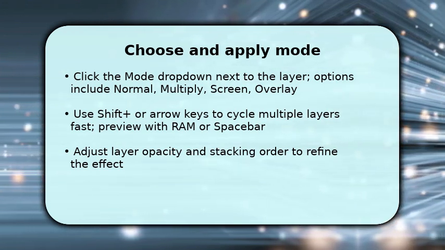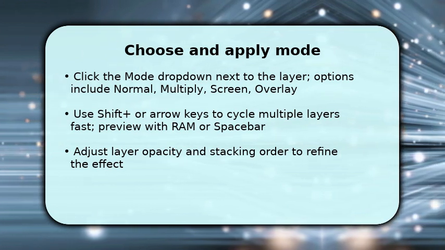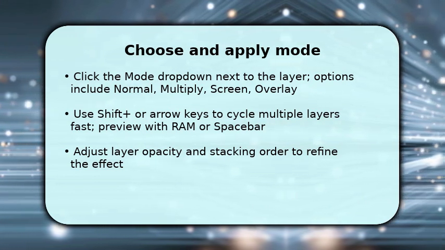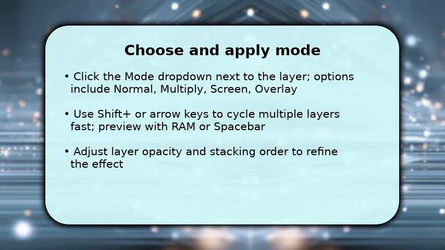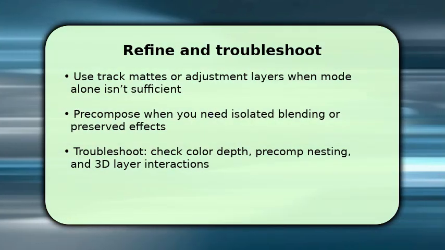Once you pick a mode, tweak the layer opacity to soften the effect and reorder layers if necessary. Layer stacking changes composite outcomes. If you have multiple layers to adjust, select them and use keyboard shortcuts to cycle modes rapidly while previewing the frame changes. Finish by refining the composite.